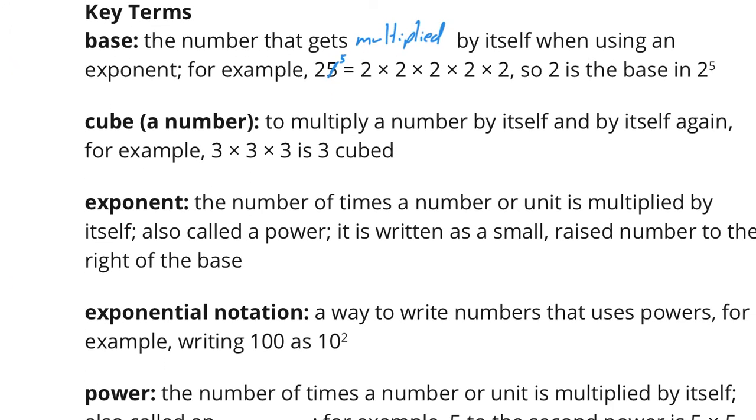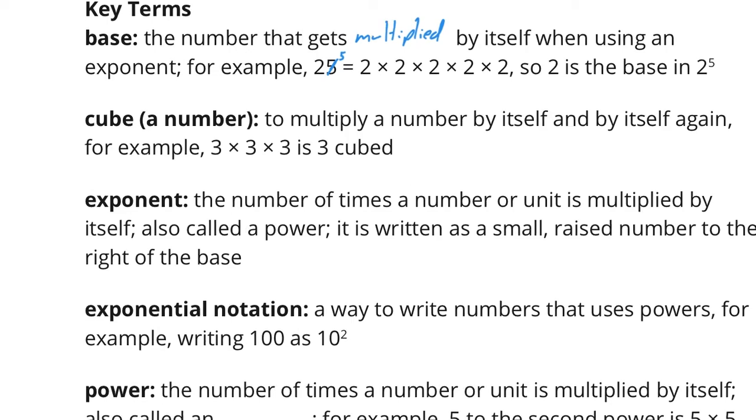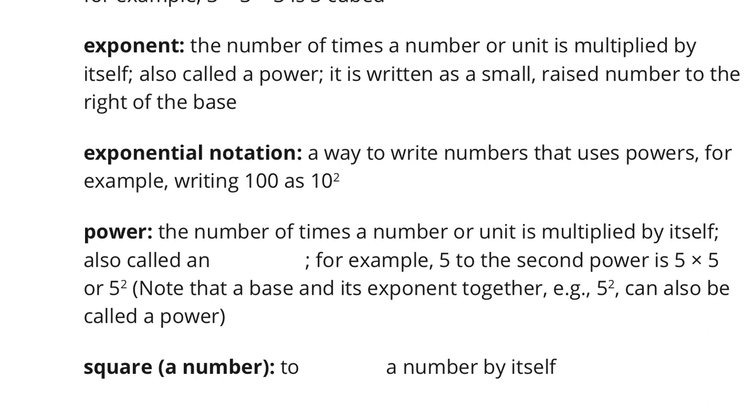Cube a number: to multiply a number by itself and by itself again. For example, 3 times 3 times 3 is 3 cubed. Exponent. The number of times a number or unit is multiplied by itself, also called a power. It is written as a small raised number to the right of the base. Exponential notation. A way to write numbers that uses powers, for example, writing 100 as 10 squared. And a power. The number of times a number or unit is multiplied by itself, also called an exponent. For example, 5 to the second power is 5 times 5, or 5 squared. Note that a base and its exponent together, for example, 5 squared, can also be called a power.